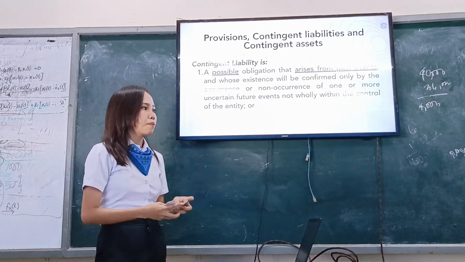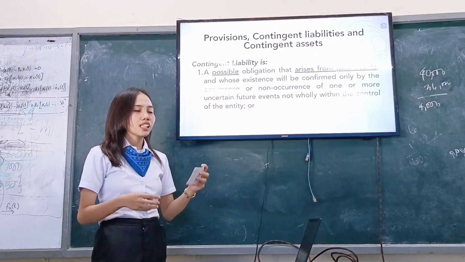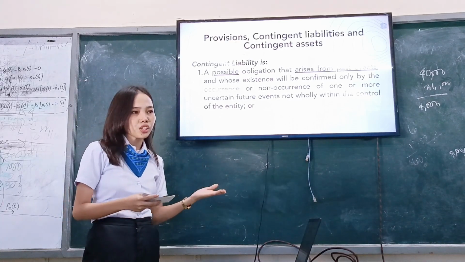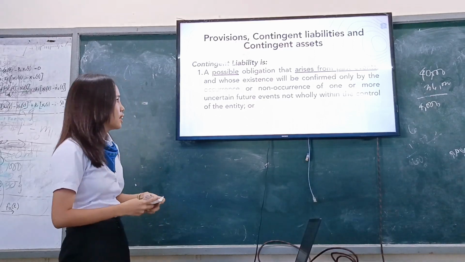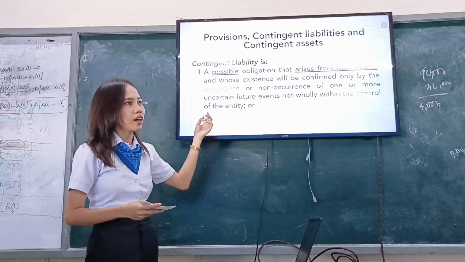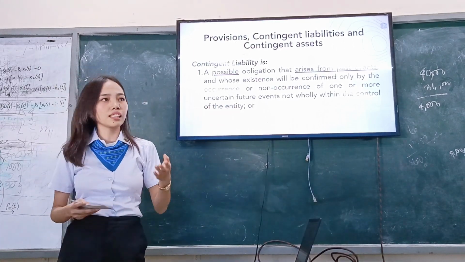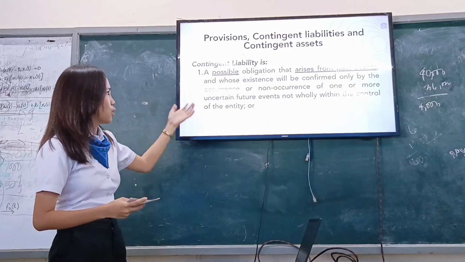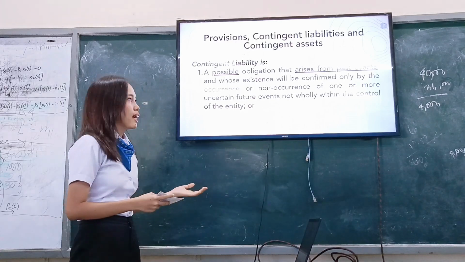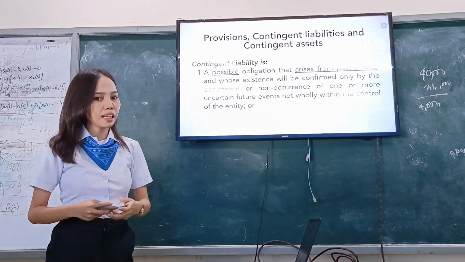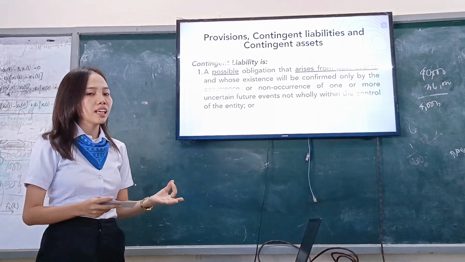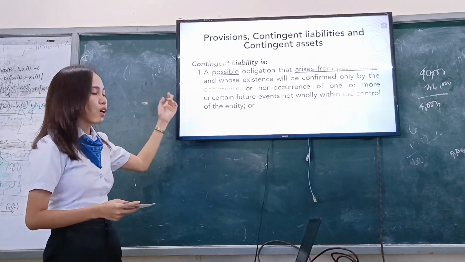So for example, an entity is facing a lawsuit and the entity cannot yet determine if it will win or lose the case. So that is the occurrence or non-occurrence of a future event. So once the entity determines that it will win or lose, it is no longer a contingent liability. If the amount it needs to pay is still missing, it is considered still as a contingent liability. But if it meets the criteria of a liability, then it will be considered as a provision, not a contingent liability.